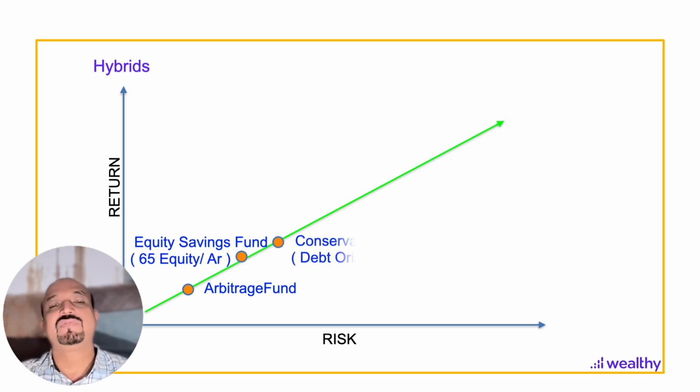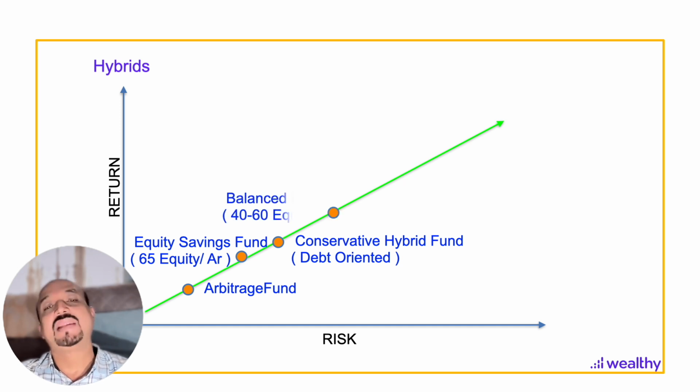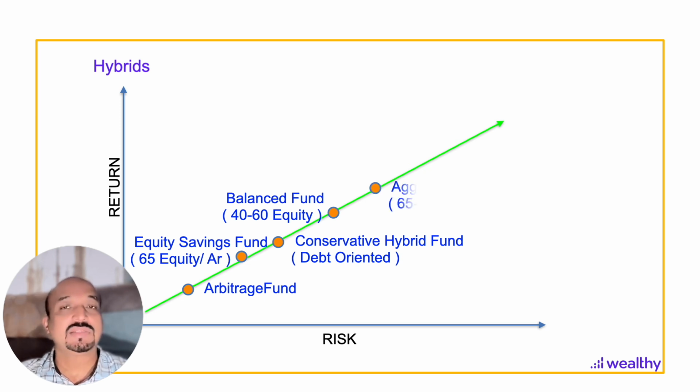Then you have equity savings funds, which could have 65% plus kind of an equity plus arbitrage component. Then you have conservative hybrid funds, which are debt-oriented hybrid funds. Balanced funds will have 40 to 60% equity. Aggressive hybrid funds will have 65 to 80% kind of equity. There is also balanced advantage in the same category.